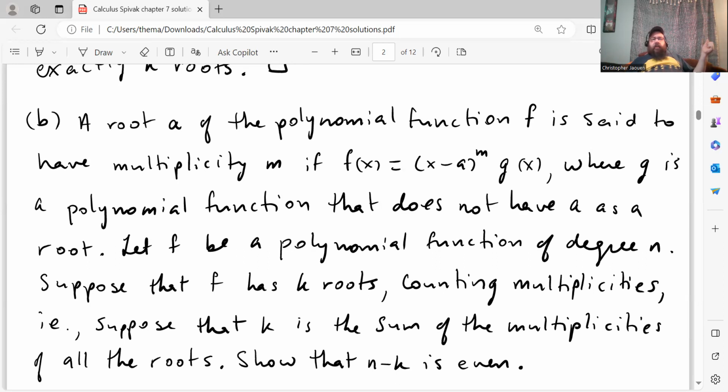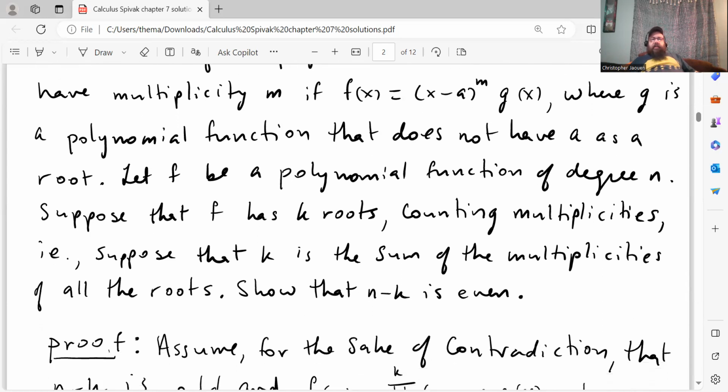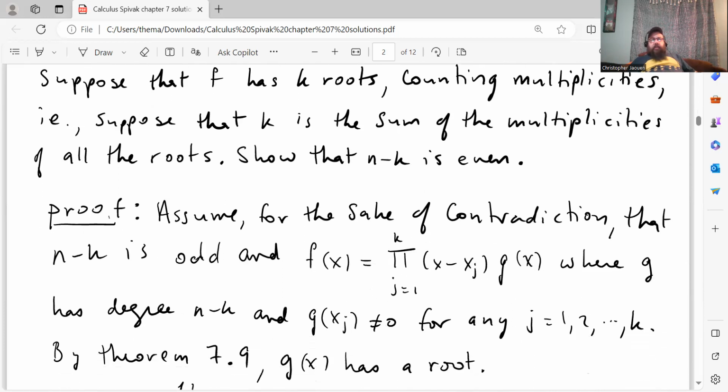Let f be a polynomial function of degree n. Suppose that f has k roots counting multiplicities, for example, suppose that k is the sum of the multiplicities of all the roots. Now he wants us to show that n minus k is even. So I did this by contradiction.